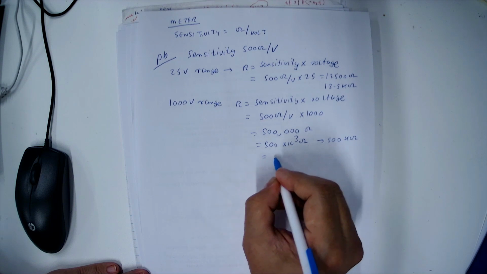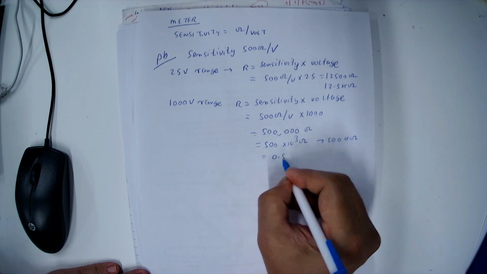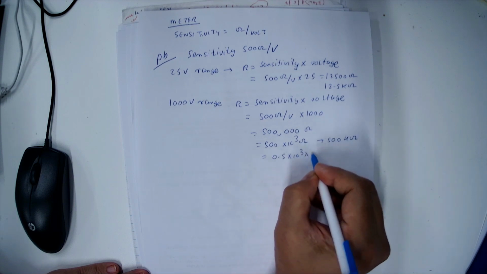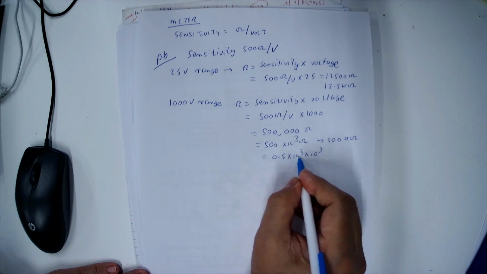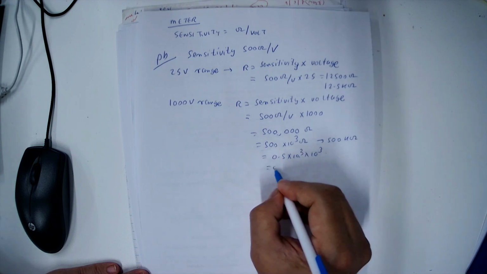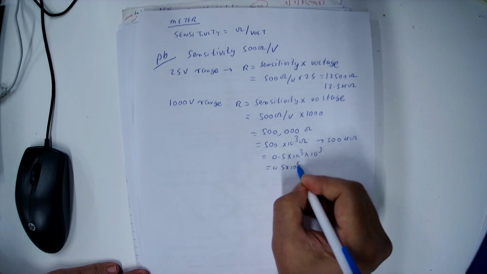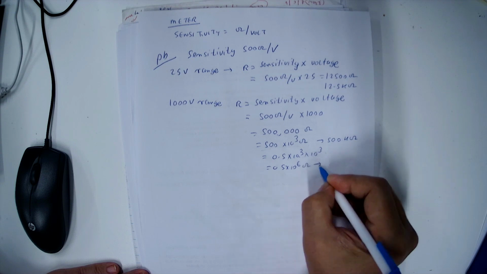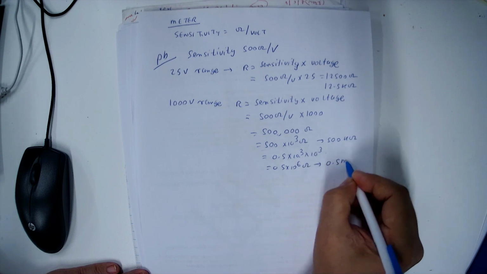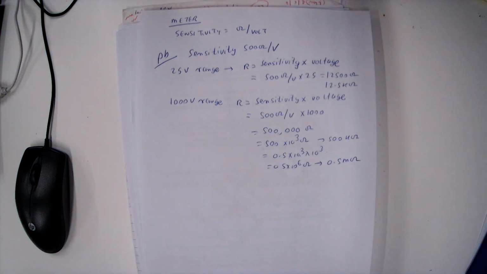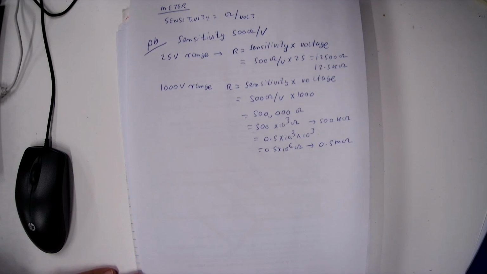Or 0.5 into 10 power 3 multiplied by 10 power 3, because 500 is 0.5 into 10 power 3, so that will be 0.5 into 10 power 6 ohm, or 0.5 mega ohm. So this meter has 500 kilo ohm or 0.5 mega ohm to measure the 1000 volt range. So this is for the meter sensitivity.